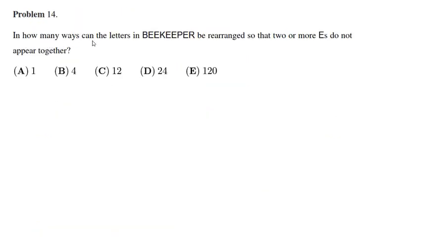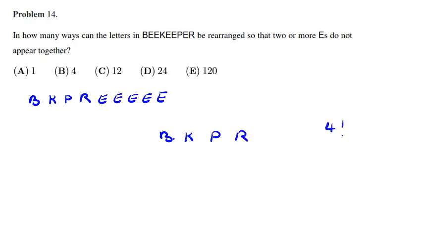Problem number 14. How many ways can the letters in beekeeper be rearranged so that 2 or more E's don't appear together? So for this problem, let's consider letters B, K, P, R, and how many E's do we have? 1, 2, 3, 4, 5. So for the idea of this problem, if they want to be together, all of them, you consider a box. If they are not together, the idea is you permute other letters, factorial, and then place E's between them.